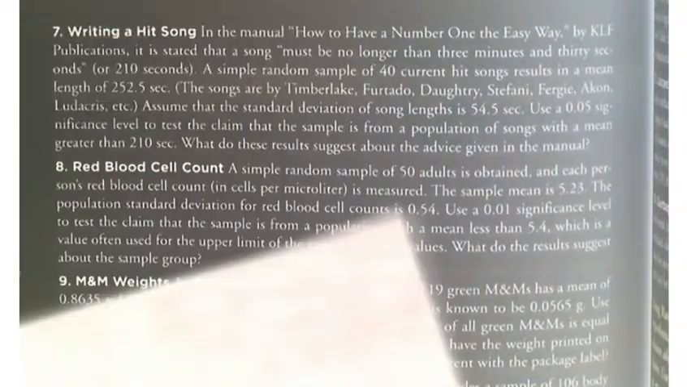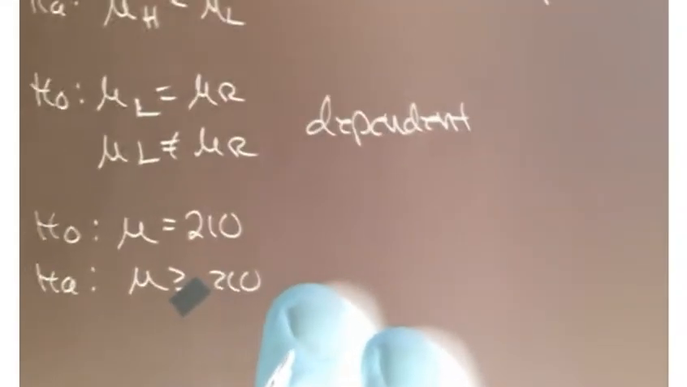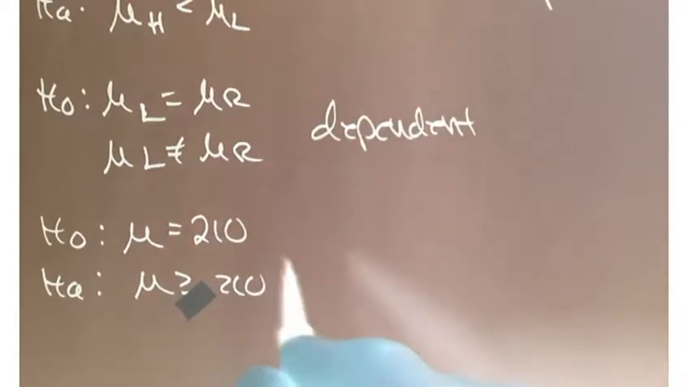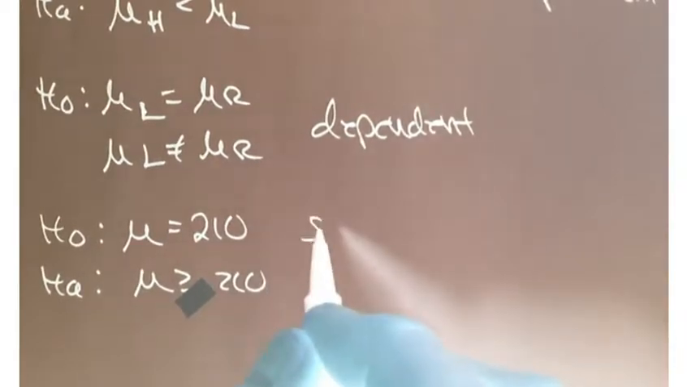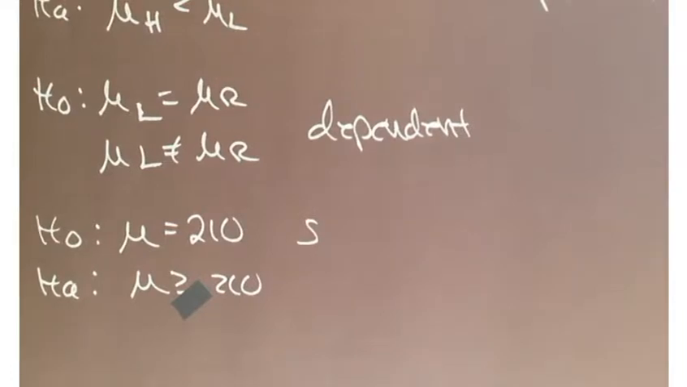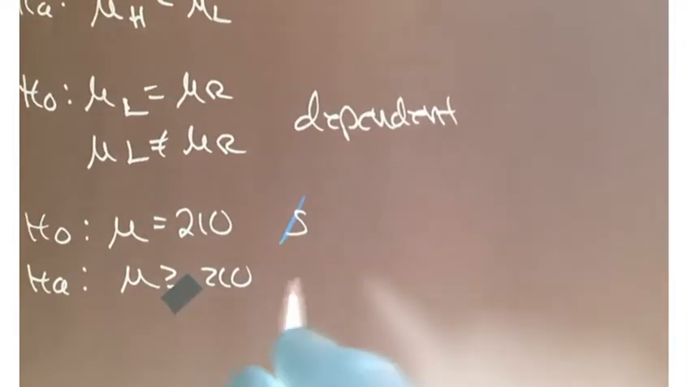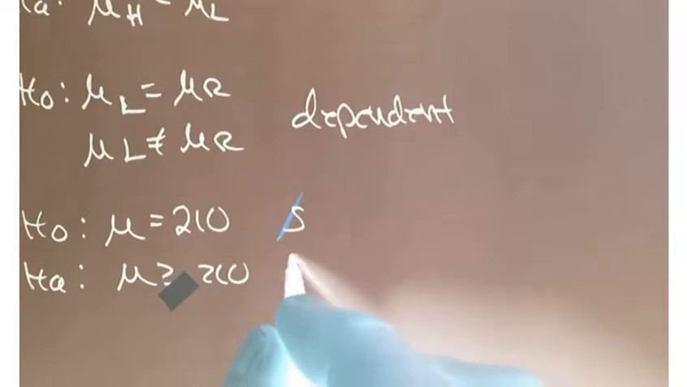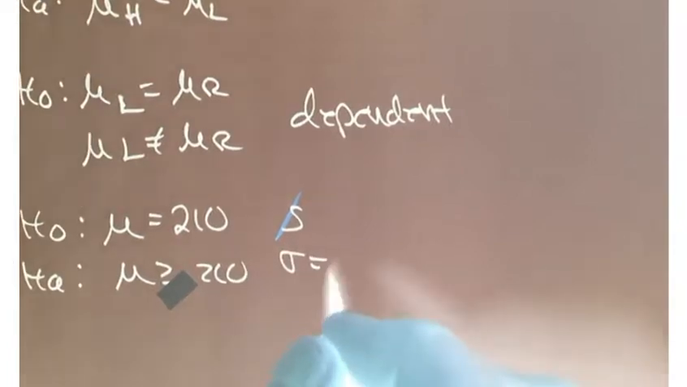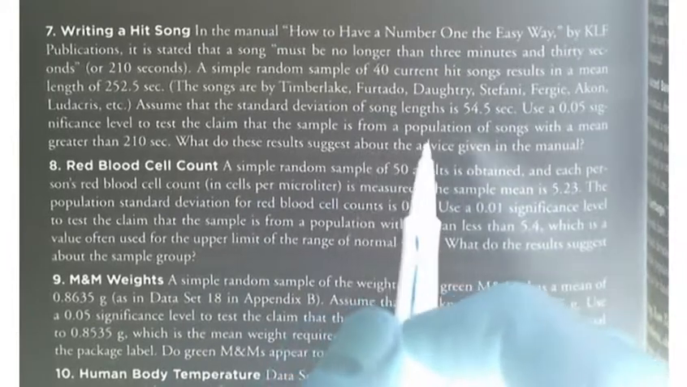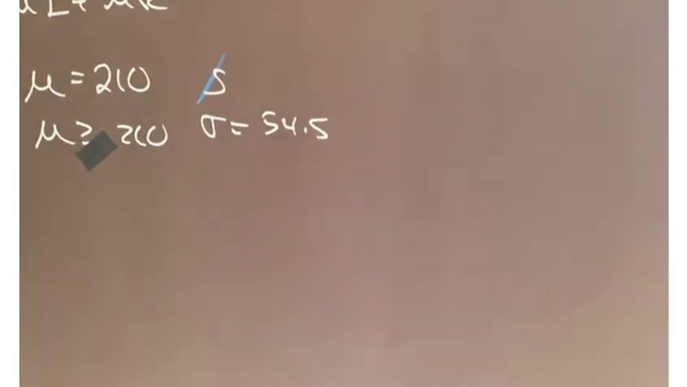Now, if you're being really sharp on this one, what they're giving you is not S. They're actually giving you sigma, which would result in a Z test as opposed to a T test. Well, they tell us the standard deviation is 54.5 seconds. The results aren't going to really change that much, so I would just stick with a T test. We did not do the Z test for stuff like this, so you're not going to be quizzed on it on an exam.